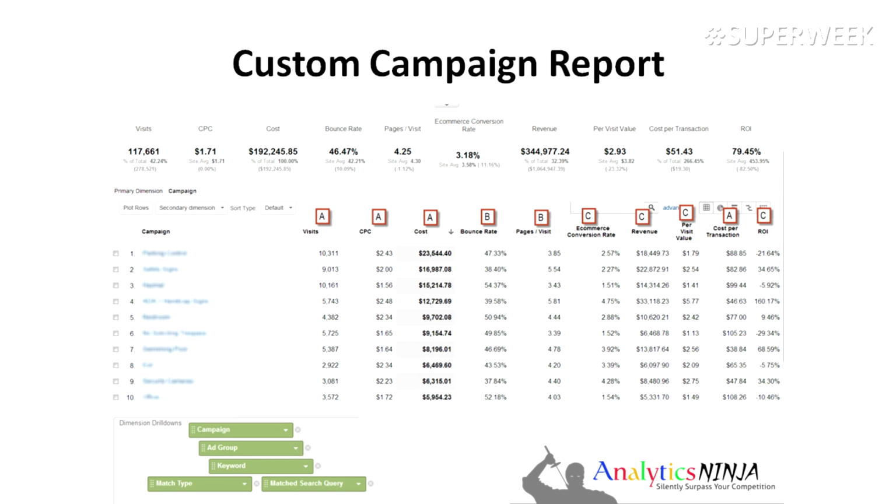Okay. So now we're going to take that macro conversion custom report, right? And this is what it looks like. You see on your left, you have your A's, your acquisition, then in your next column, you have your B's, right? Your bounce rate and pages per visit, and then you have your other conversion metrics.